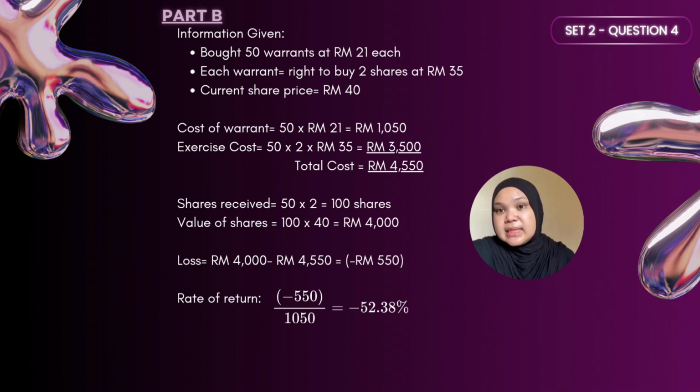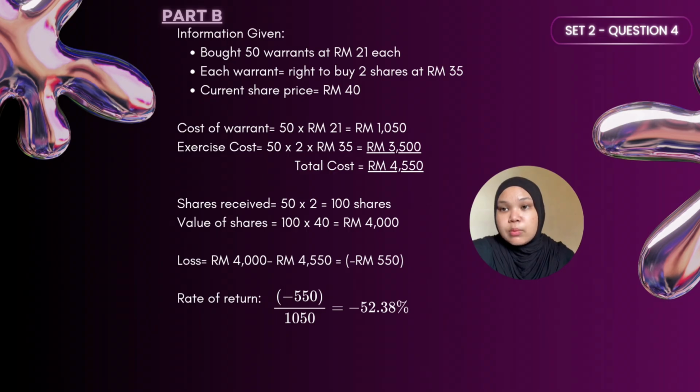High Investment purchased 50 warrants at RM 21 each 1 year ago and plans to exercise them today. Each warrant allows the holder to buy 2 ordinary shares at an exercise price of RM 35 per share. The current market price of the share is RM 50. First, we'll calculate the total cost.